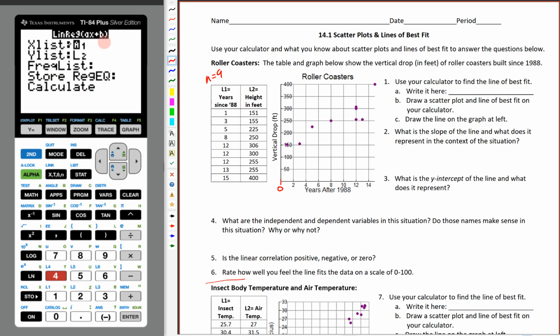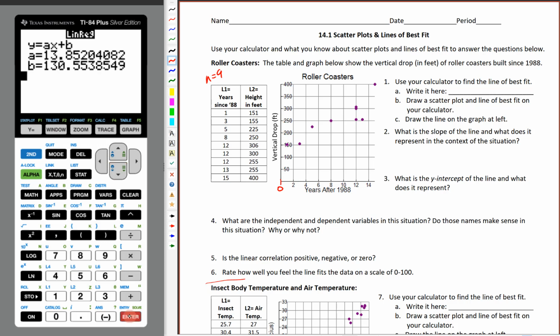On an 84, it comes up like this. On an 83, it just goes to the home screen. You can just hit enter there. So L1, L2, that's where we put that stuff. We can leave these other things blank. So everything looks good. We'll go ahead and get down here on calculate. We'll hit enter, and there it is.